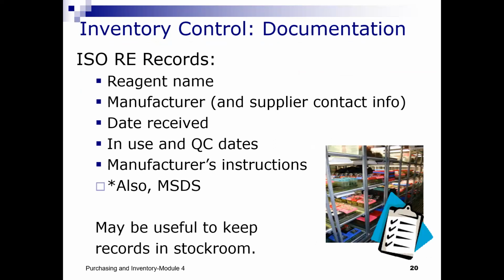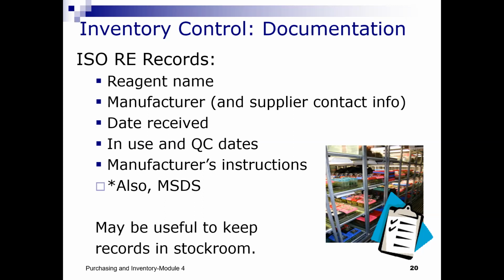Moving on to the next component of documentation. This is a really important component. And ISO also has some requirements for what you need to record in terms of your inventory. So when you are receiving products and also storing them, you need to have a record of the name of whatever product or reagent you have, the manufacturer, and ideally the contact information for the supplier. And this will be practically useful because that way it's easier for you to reorder when you need to.